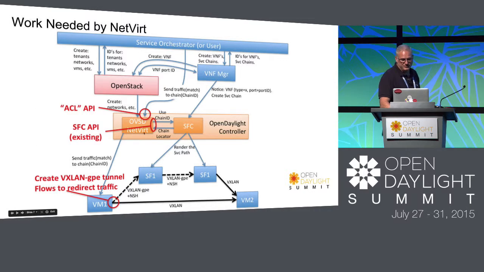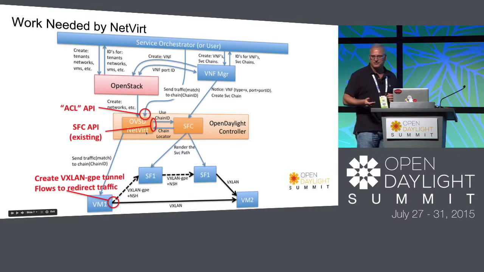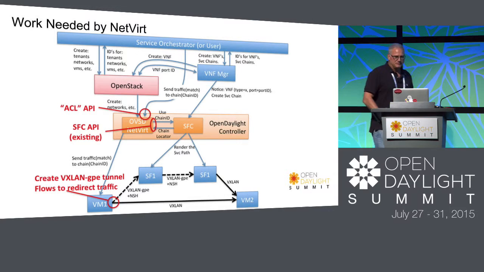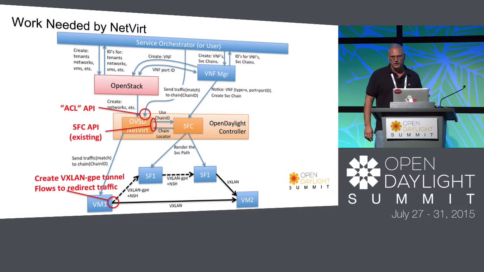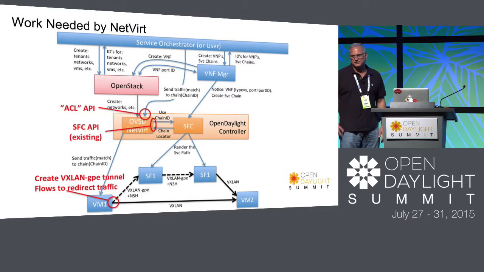We would need to use this existing API to communicate with SFC to say, I want this chain, where is it? And then we would need to implement the ability to add this VXLAN GPE tunnel with an NSH header on our br-int, I believe, plus the flows that are necessary to do the classification and grab the traffic, and instead of sending it on the normal path, send it on the path for the service chain. So that's pretty much the high level. Any questions?